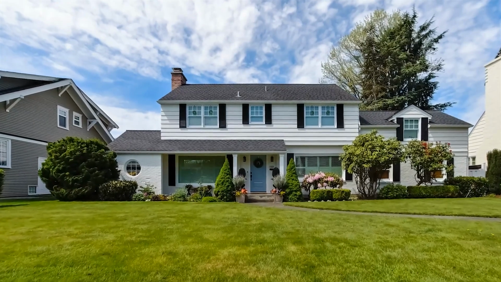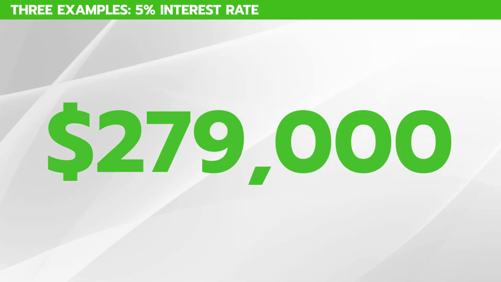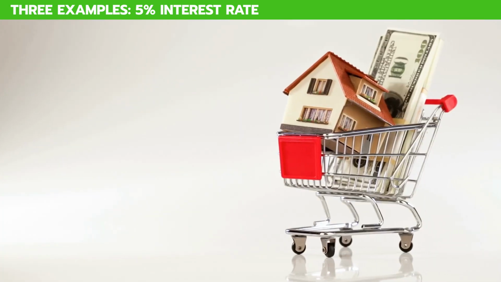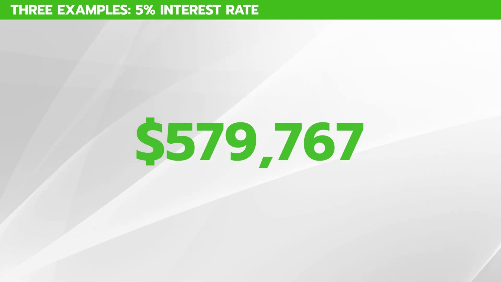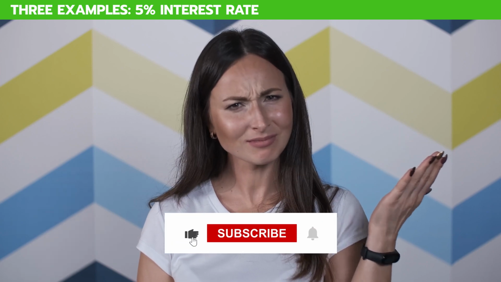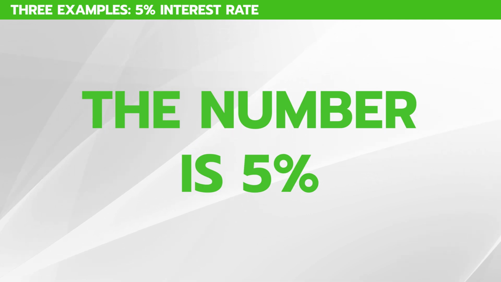Well, if you lived in the house for 30 years and the interest rate was 5%, you would have paid more than $279,767 in interest, meaning that you paid a total of $579,767. Yes, it's twice as much. Hey Kim, I thought we were only talking about 5%, not 50%. Well, it's true, and the number is 5%.